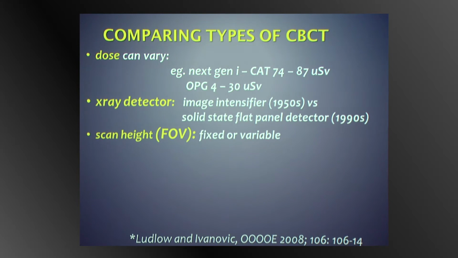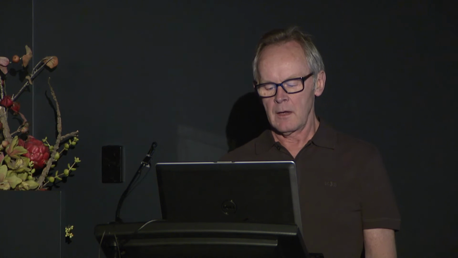Where they do vary is the field of view. And to make a difference to dose, you've got to be able to scan a limited volume. And a lot of the earlier cone beam machines couldn't do that. But now you can vary. You can vary voxel size, which will obviously vary resolution as well. And the position in which the patient is scanned is most commonly standing or sitting.